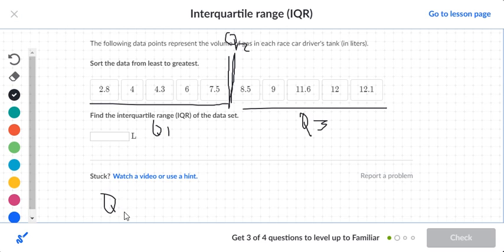What we want to do is take quartile 3 and subtract quartile 1. So quartile 3 would be 11.6. Quartile 1 would be 4.3.